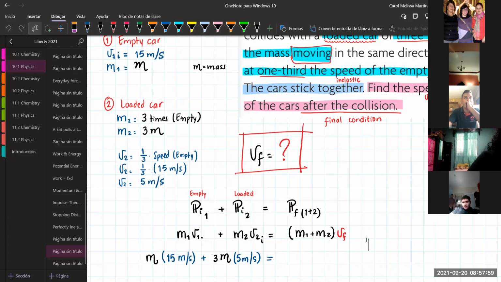Mass 1 plus mass 2, the mass of my empty car and the mass of my loaded car. So this will be m plus m2, that is 3m. And all this is multiplying what I need to find, that is final velocity.